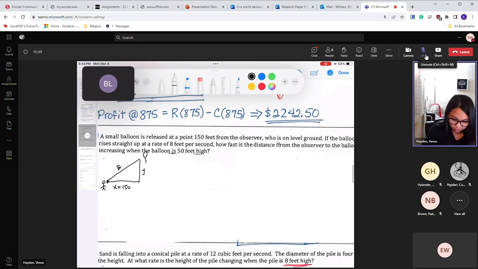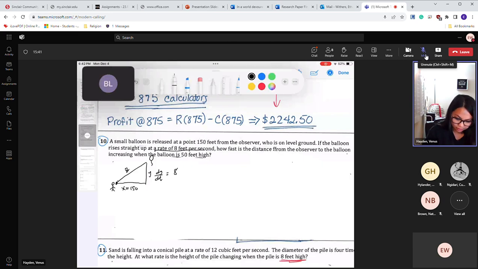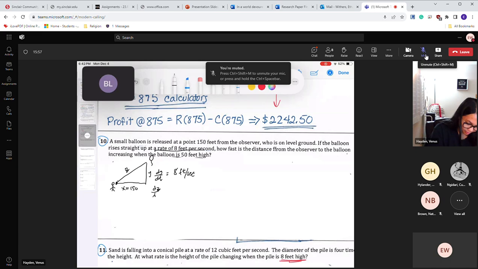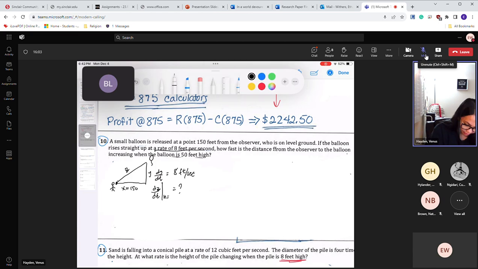How fast is the distance from the observer to the balloon increasing when the balloon is 50 feet high? So they're asking us how fast is the distance. The distance in this case will be your dz/dt. It's missing, and that's what we're looking for, provided that the height, in this case your y value, is equal to 50 feet high. So we have our setup.